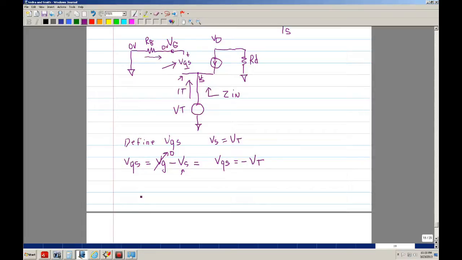Okay. So now we can do a Kirchhoff's current law at the VS node.